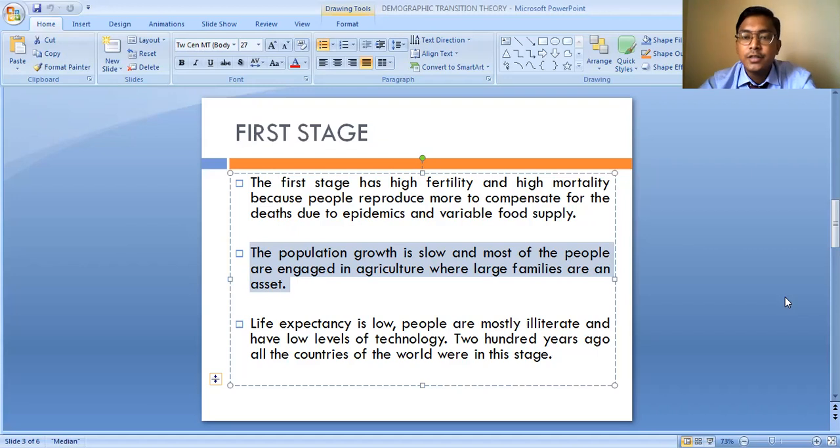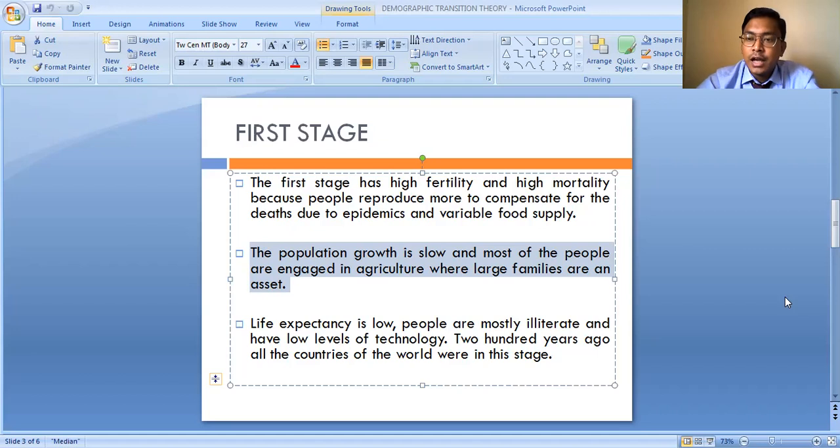Why? Because the birth rate was high and the death rate was high. Suppose 100 people are taking birth, 99 people were dying. So there was an increase of only one person. Just because of the high birth rate and the high death rate, the population growth rate was very slow in this particular time period, in this first stage of demographic transition.